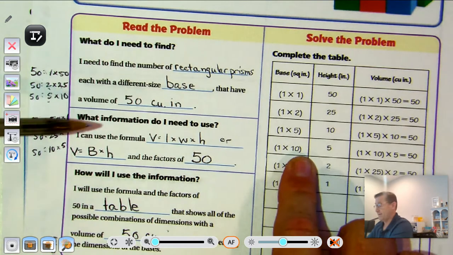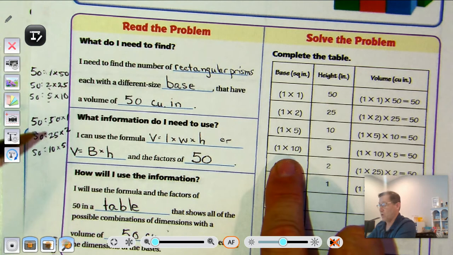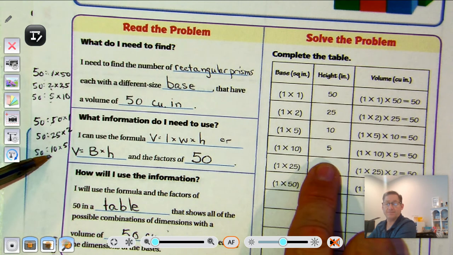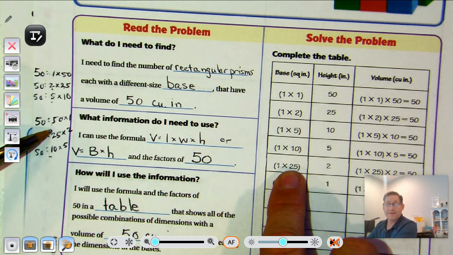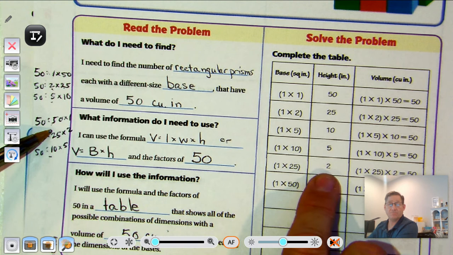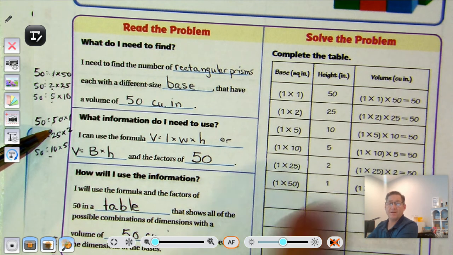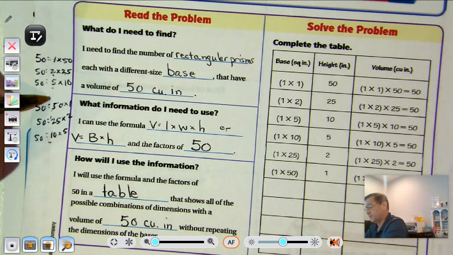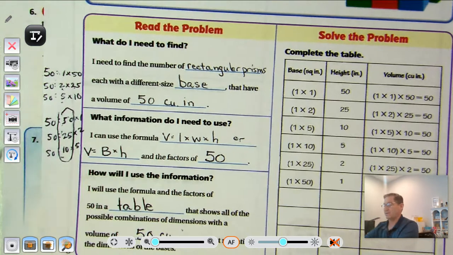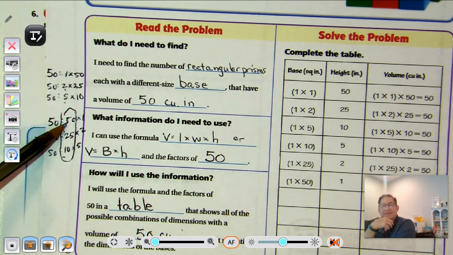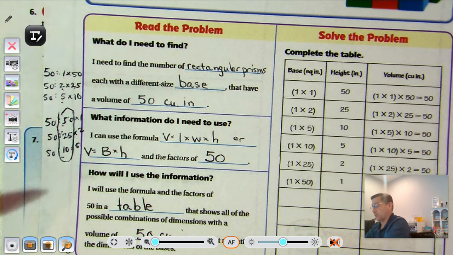Well, okay, so if we do 10 times 5, isn't that 1 times 10 times 5? Sure. 1 times 25 times 2? 1 times 50 times 1? But then we get into a little trickier situation. Can I have a base that's not 1 times 50, but still have a volume of 50? Or I mean an area of 50? Sure.